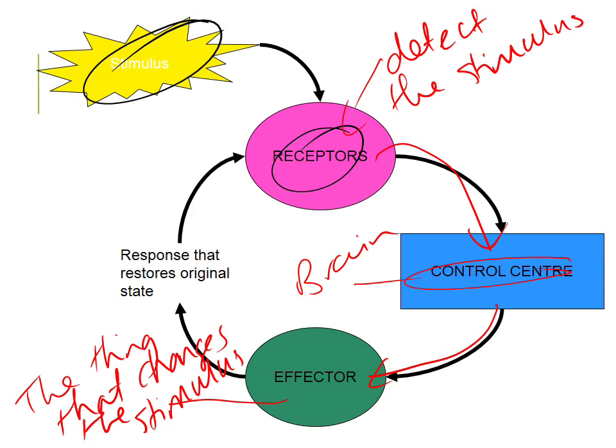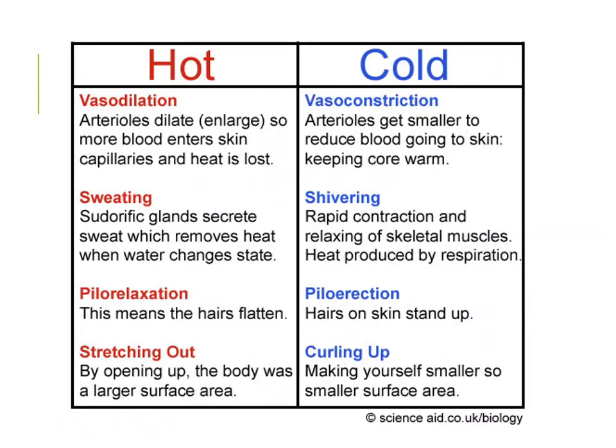And then that response restores the original state that the receptors then pick up again, send the message to the control center saying, yeah, that shivering's worked, our body temperature is now rising, so then the effector is able to turn off. So it's able to stop you from shivering. So they work around in a circle continually, and then these stimuli come in from time to time to change that receptor response. So if we're looking at temperature, we're looking at either being hot or being cold.